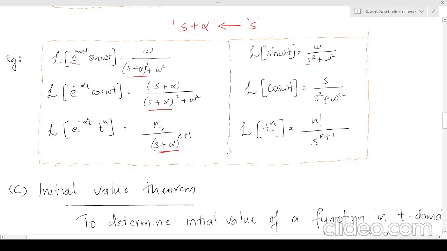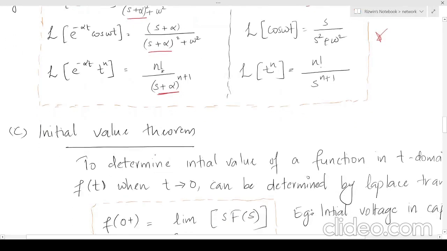If you multiply by e raised to minus alpha t, it turns out to be e raised to minus alpha t times the Laplace inverse of omega by s square plus omega square, and you naturally know the inverse of omega by s square plus omega square is sin omega t. Make note of this point, this is very important and will be very helpful when you study.